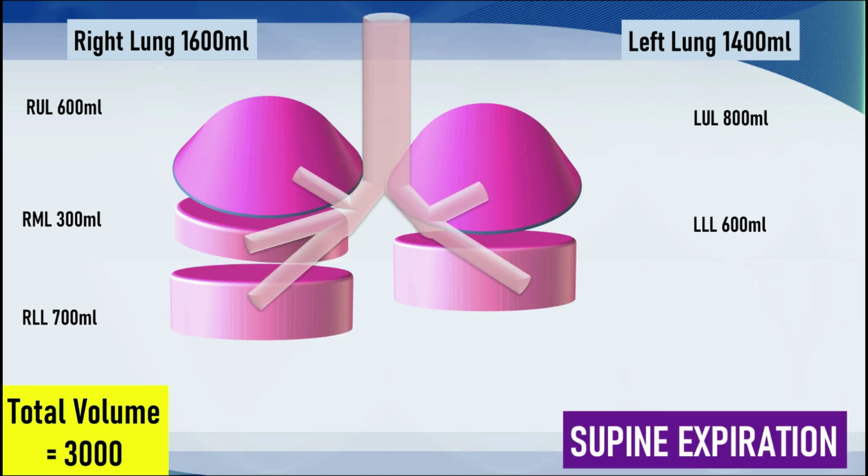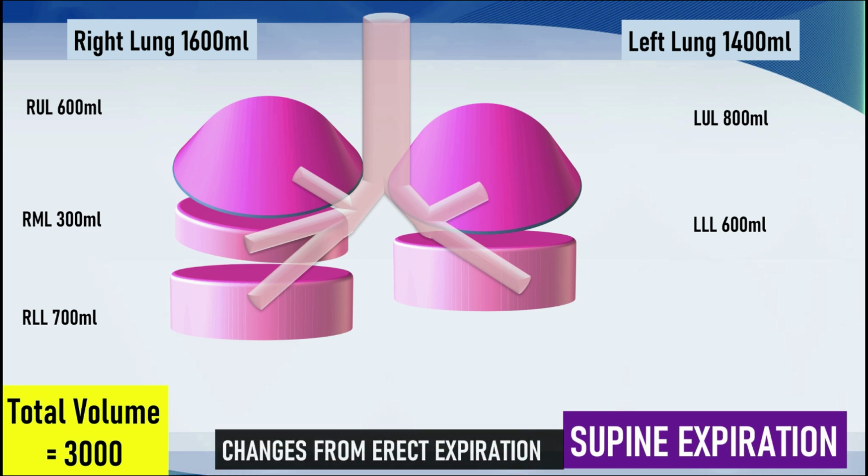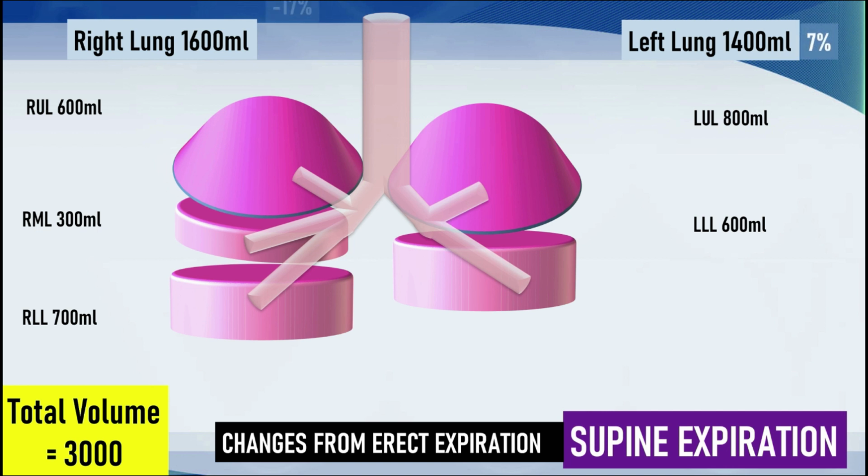When patients are lying flat in expiration, they lose even more volume, and the supine expiratory volume was 3,000 mils in total, 1,600 mils in the right lung, 1,400 mils in the left lung, and the right upper lobe was 600 mils, right middle lobe 300 mils, right lower lobe 700 mils, left upper lobe 800, and left lower lobe 600. And the changes from erect expiration were interesting.